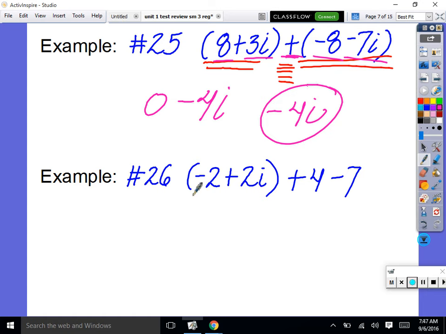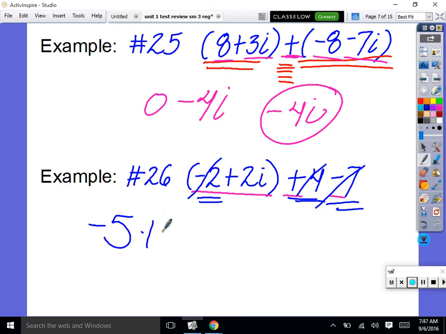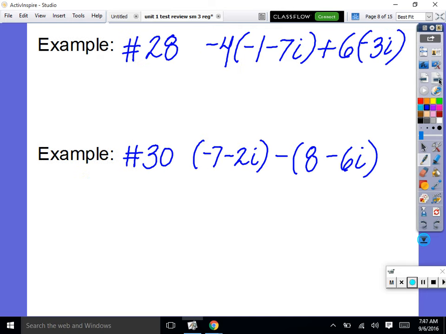26. Once again, there's parentheses here, but these are addition and subtraction. It is not multiplication. So we're simply combining like terms. Combining real parts with real parts, imaginary parts with imaginary parts. Negative 2 plus 4 is positive 2. 2 minus 7 is negative 5. So we just took care of those. And then we have plus 2i, no other i's. Pretty simple, right? You will have these on the test.